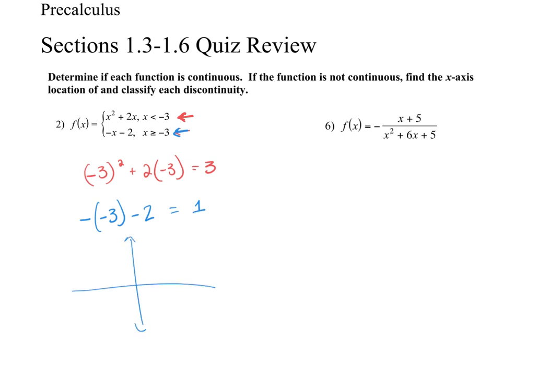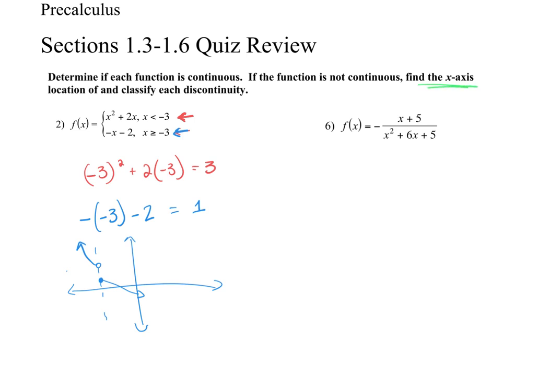We have a jump. If I were to graph this at -3 over here, I have some function that is a parabola of sorts, right? That is going to, at +3, do something like that. But then over here, when I get to the next function, it's going to drop down here and be this linear function of sorts, okay? And so that's going to tell me it's discontinuous. So I do know it's discontinuous.